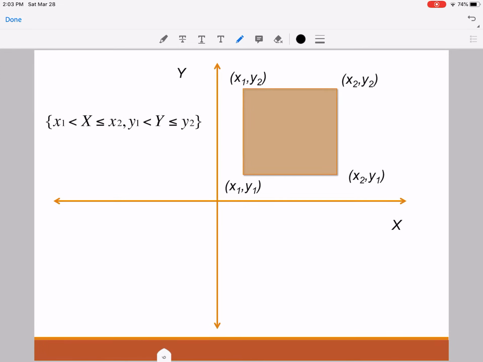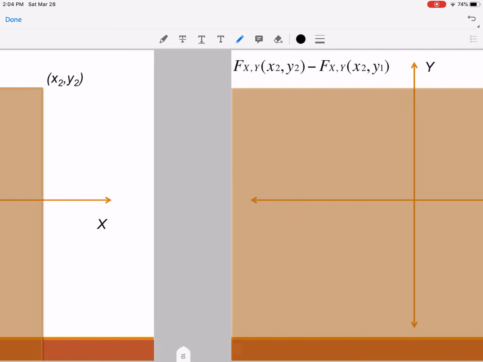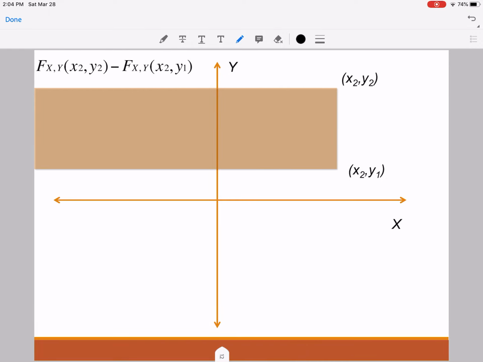Specifically, we need to find the probability that x and y belong to this shaded region right here, if we are asking for the probability that x belongs to this interval and y belongs to this interval. Now this can be proved graphically. This shaded region here gives you the probability that x is less than or equal to x2 and y is less than or equal to y2. When you subtract the probability that x is less than or equal to x2 and y is less than or equal to y1, you get this shaded region right here. So you essentially removed the bottom shaded region. Now I need to somehow eliminate this region.